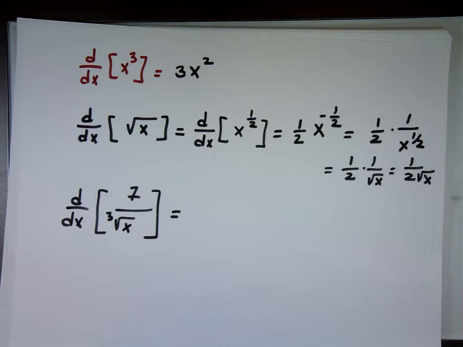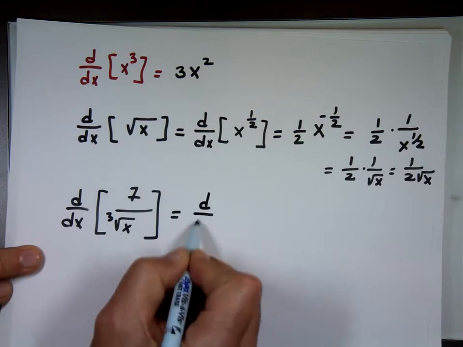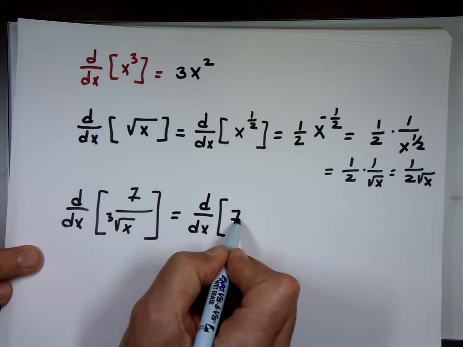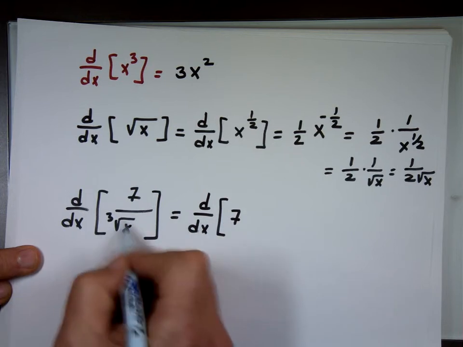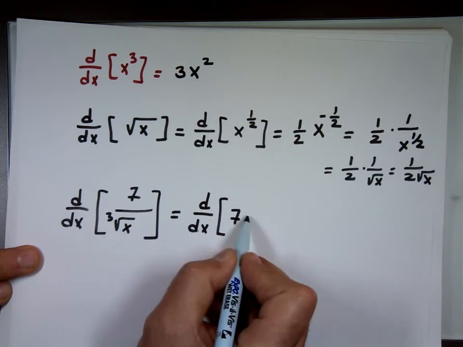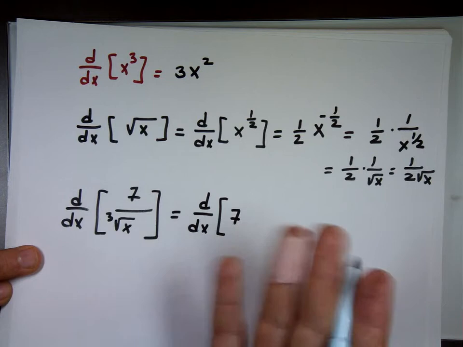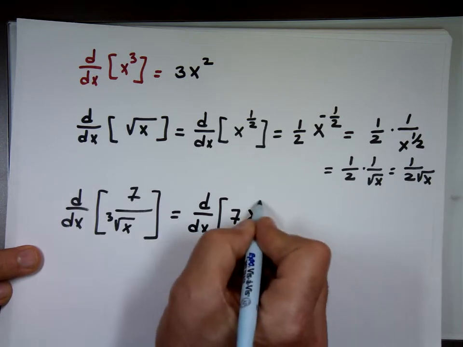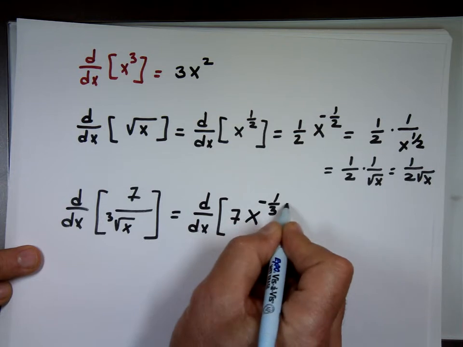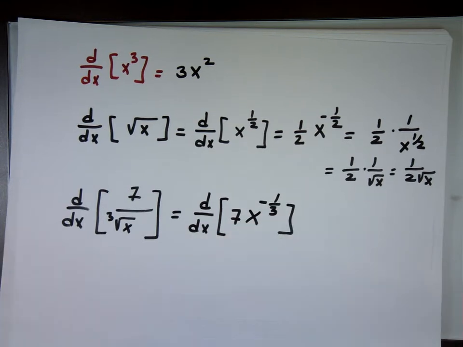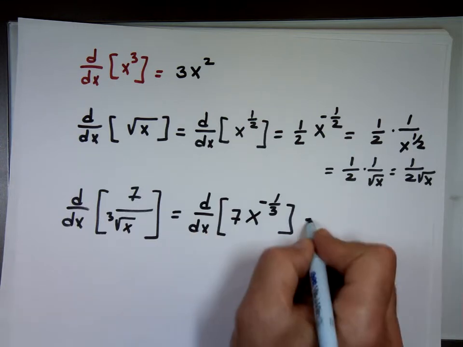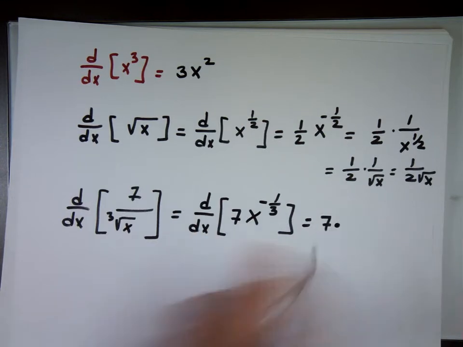You can rewrite that problem as what? 7 over x to the 1/3. Okay, x to the 1/3 in the bottom. Can you bring it up to the top? We didn't cover that rule yet, but when you have a number in the front, it's not a big deal. Leave that number alone, the 7 alone.